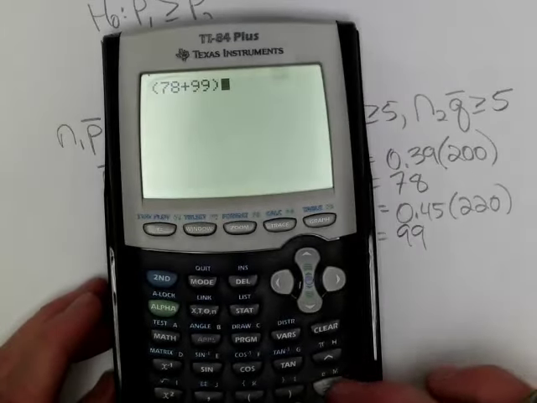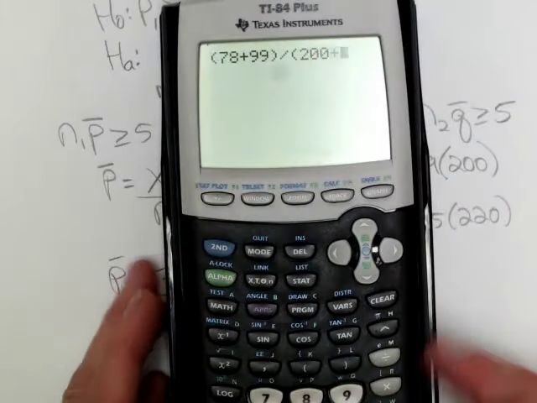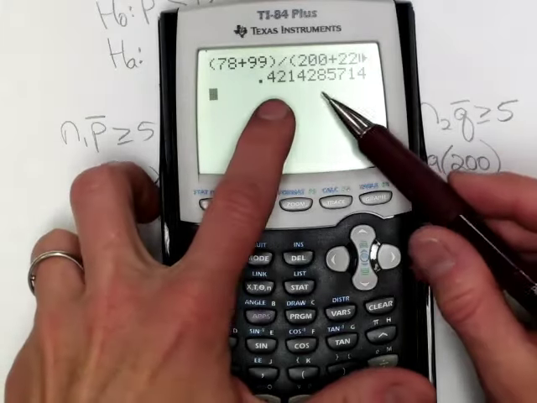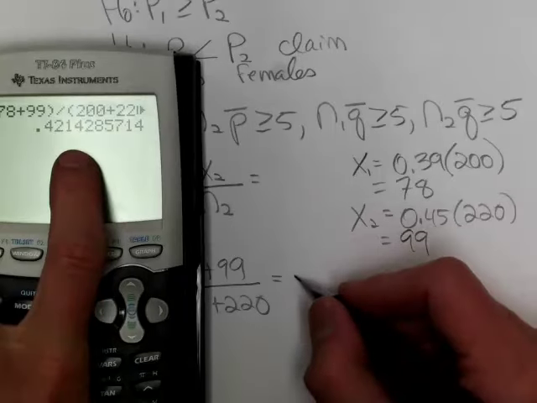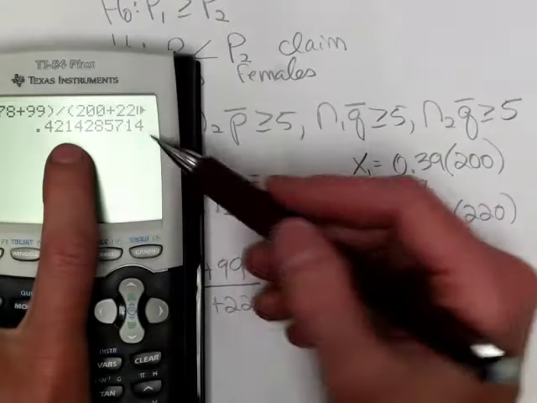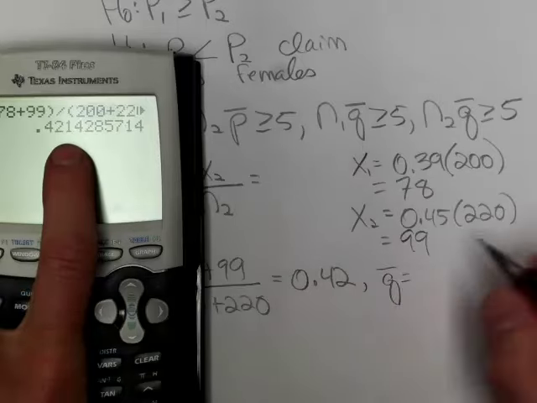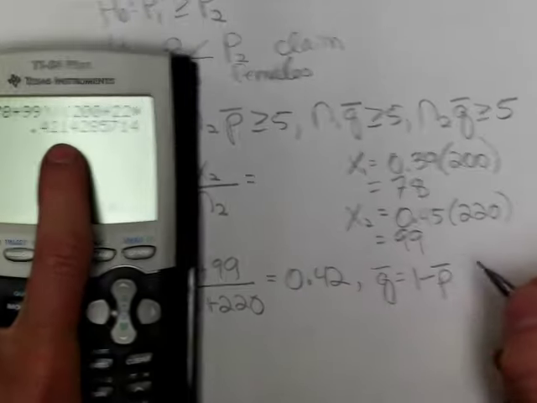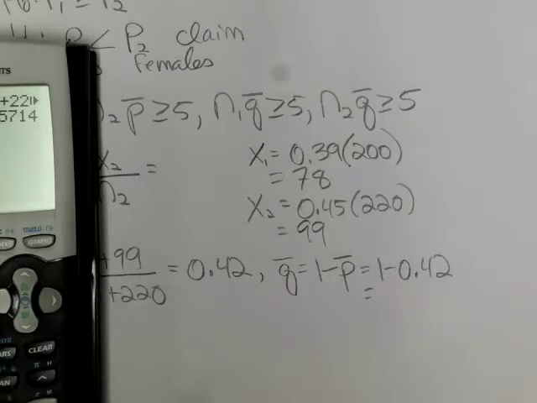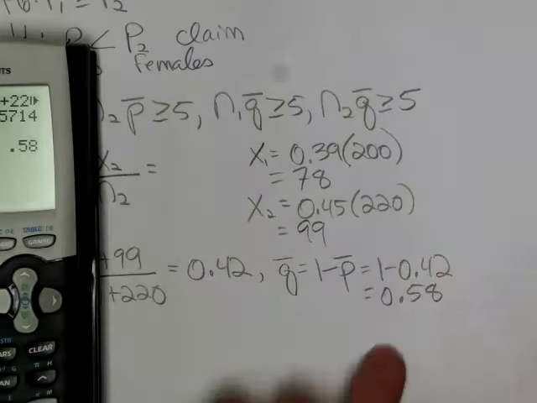Doing that in the calculator, I'm going to use parentheses so I won't get my answer to be something crazy. I get the pooled proportion to be about 0.42. It's carried out a little bit further, but let's just go ahead and round to 0.42. So that necessarily makes q bar 1 minus p bar, the pooled proportion, so it'd be 1 minus 0.42. I should be able to do that in my head. We get 0.58.